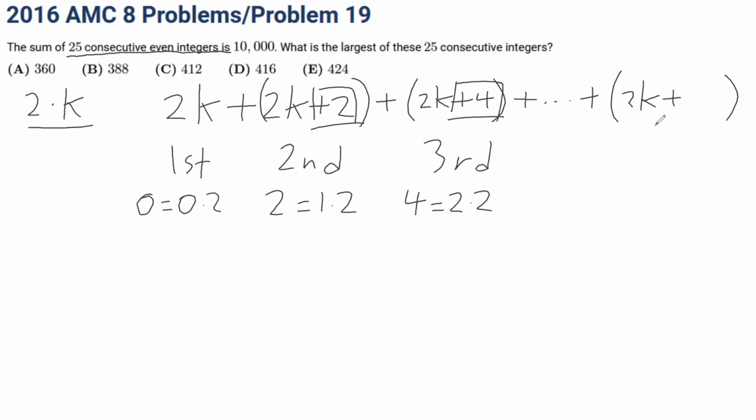And we see that 1 is always 1 more than 0. 2 is always 1 more than 1. And 3 is always 1 more than 2. And since we want the 25th term, what we need to do is we need to go 25 minus 1, which is 24, times 2 gives us 48. So we know that the number here has to be plus 48.